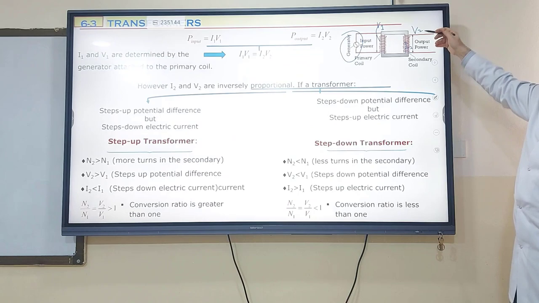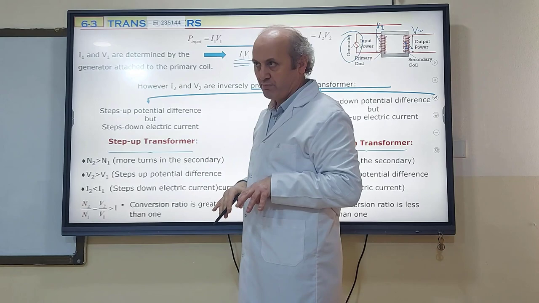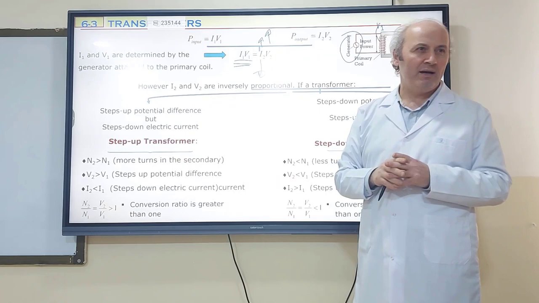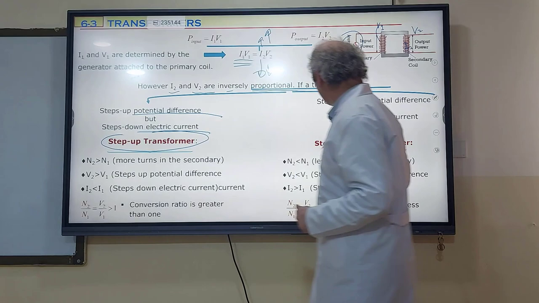How? According to this equation, because this is unchanged, I2 and V2 are inversely proportional to each other. If you step up the potential difference in the transformer, you are going to step down the electric current, so the multiplication will stay unchanged. A step-up transformer steps up potential difference but steps down electric current, and a step-down transformer steps down potential difference but steps up electric current.